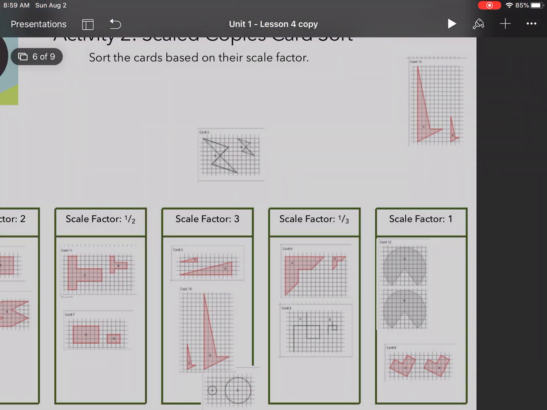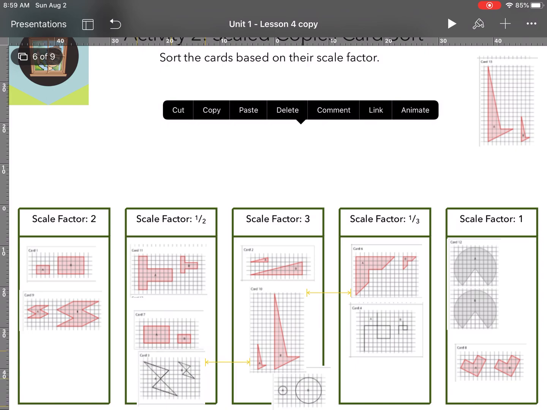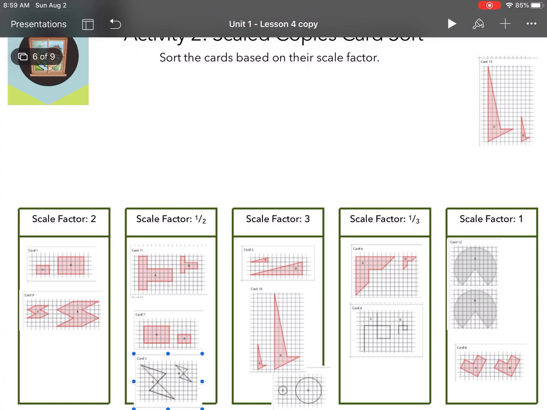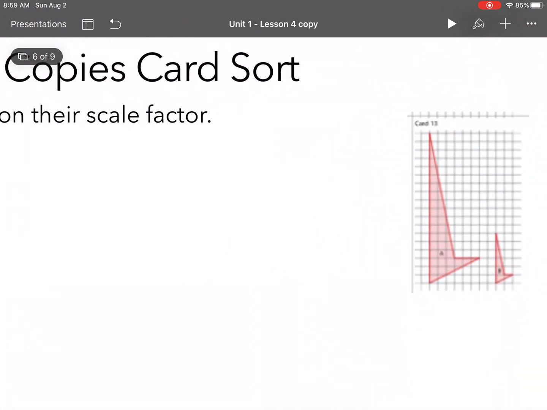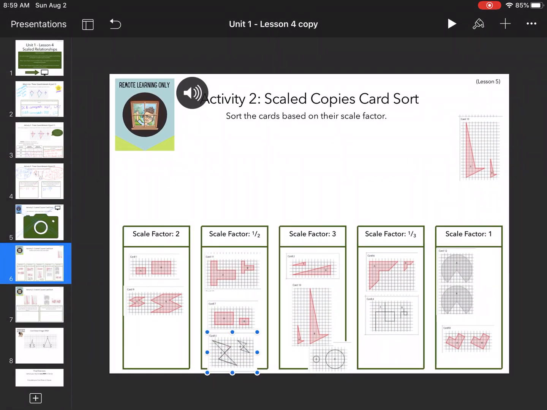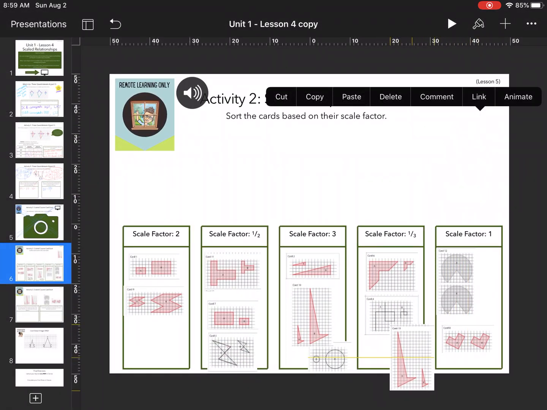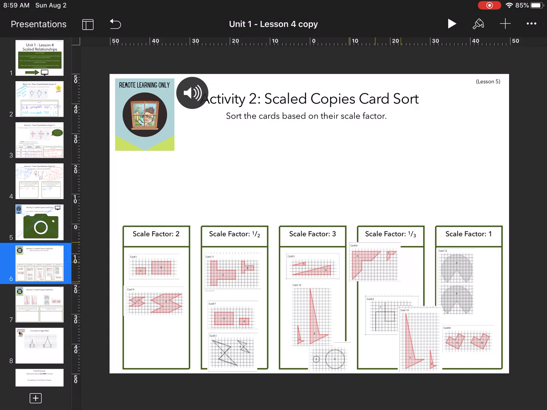Oops, I got to turn off my drawing tool. All right, and then my last one. So this time I'm going to count across where the little L shape is. So that's 1, 2, 3, and that's 1. So 3 to 1, I would divide by 3, or I would multiply by 1/3. So this one is also going to go here.